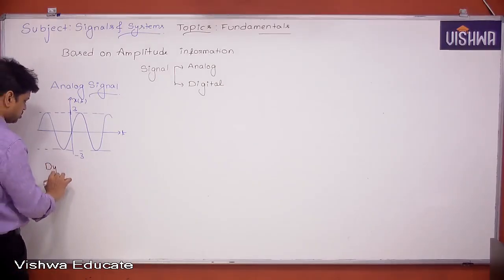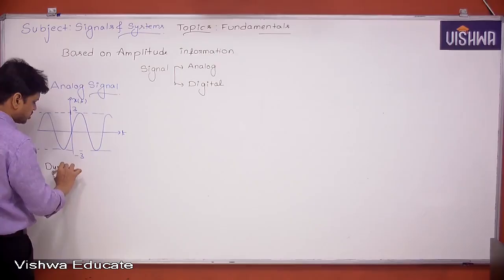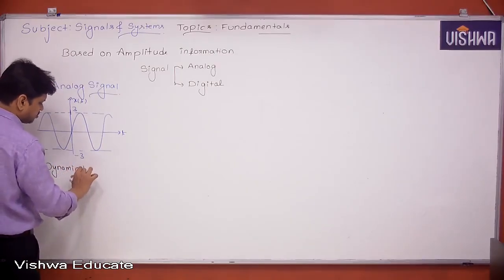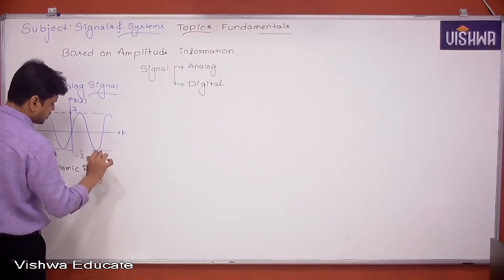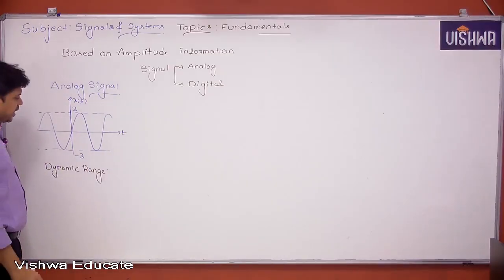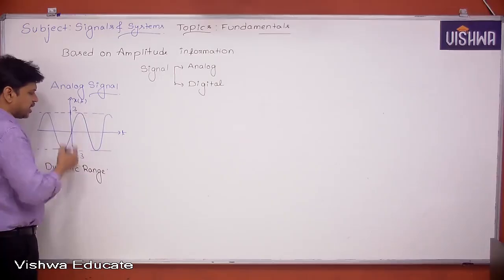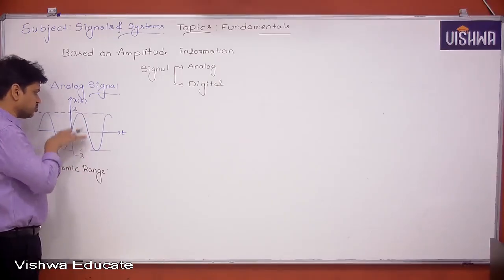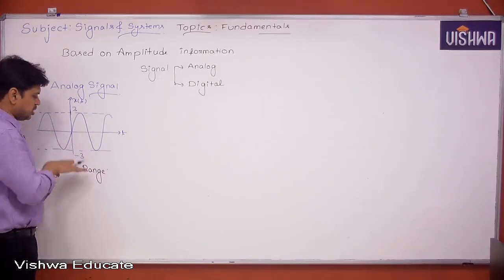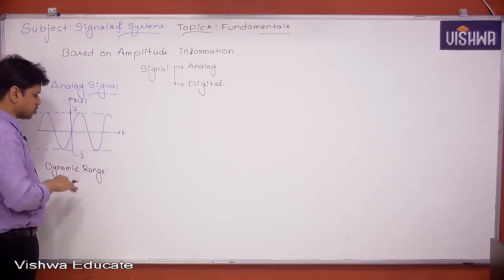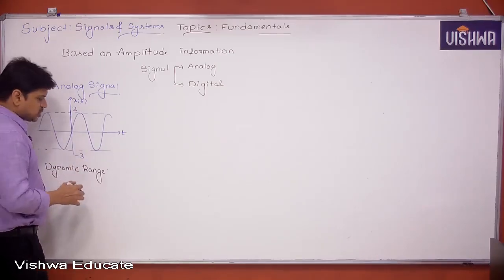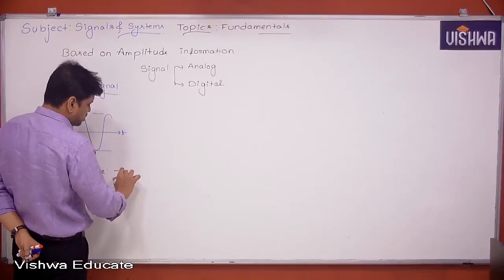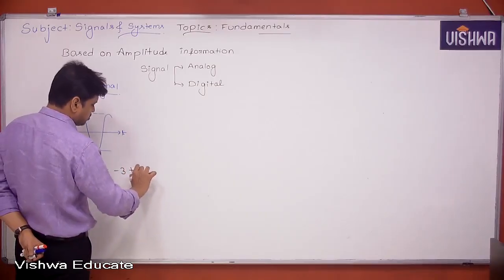Dynamic range means what are the amplitudes it can take. That means it can take any amplitude between -3 and +3. What is the lower limit, what is the upper limit? What is the lower amplitude? What is the upper amplitude? Lower amplitude is -3 and upper amplitude is +3. So the dynamic range is -3 to +3.